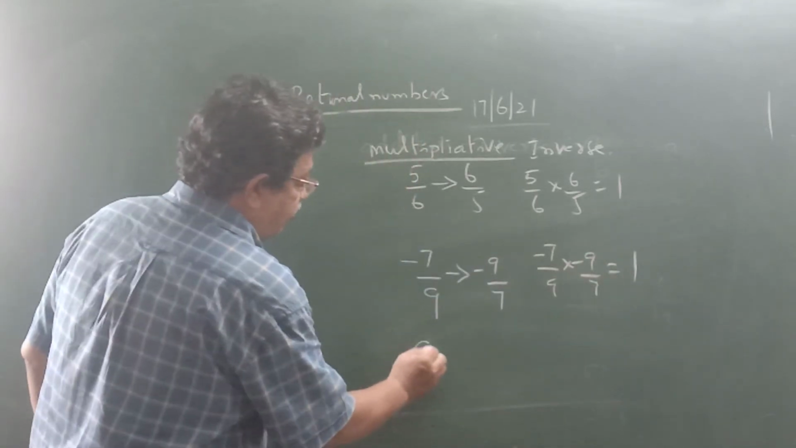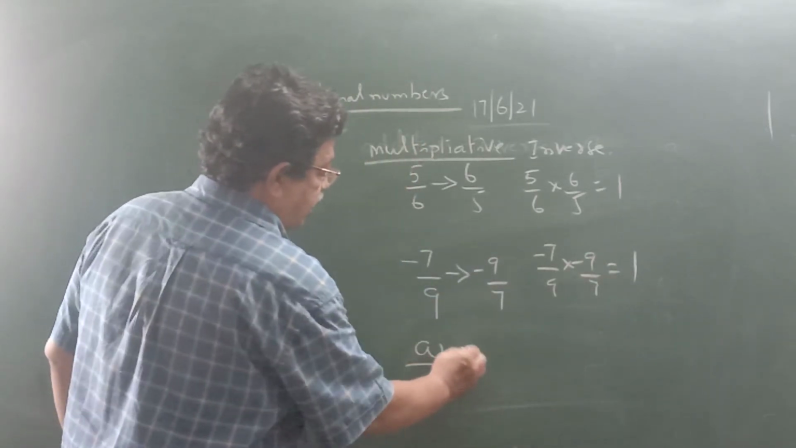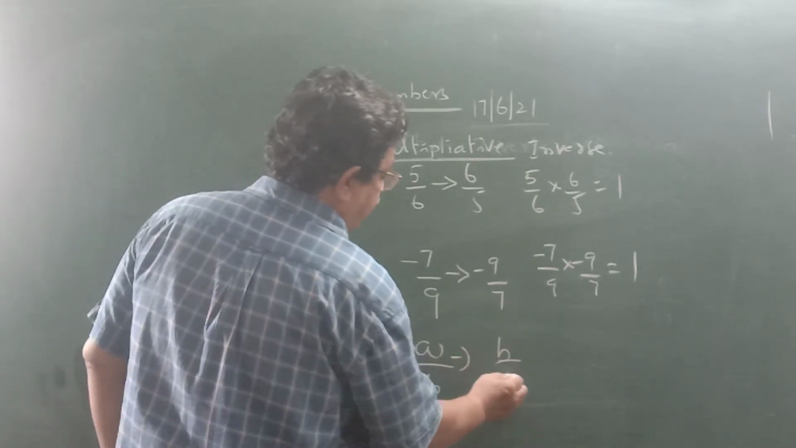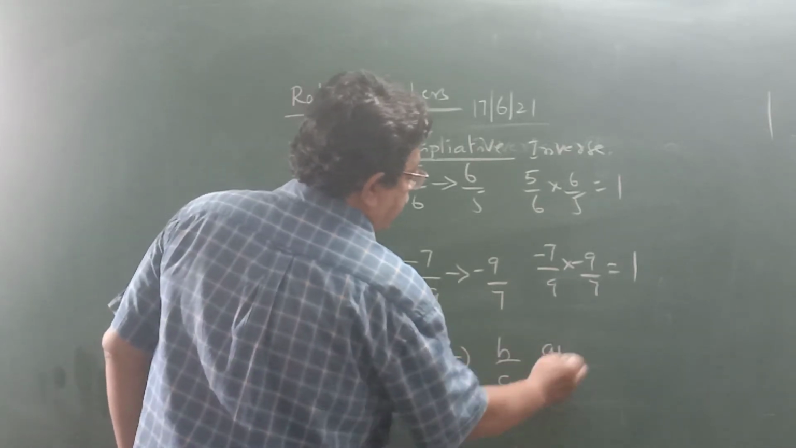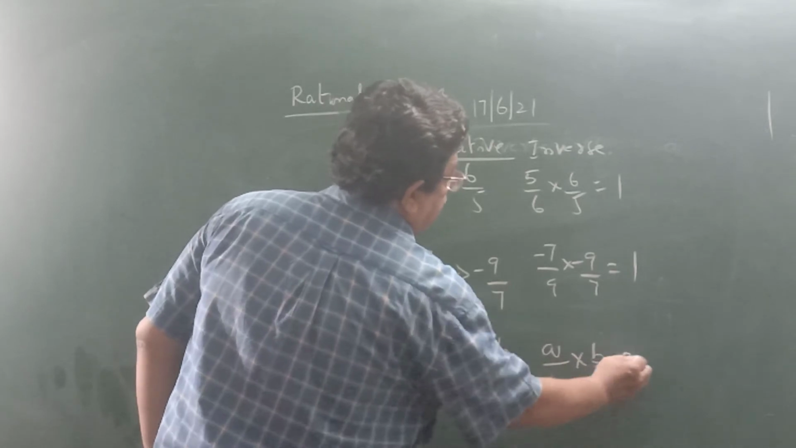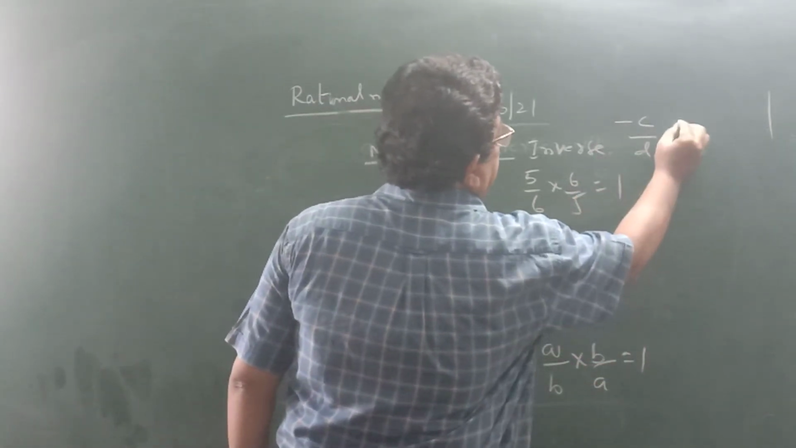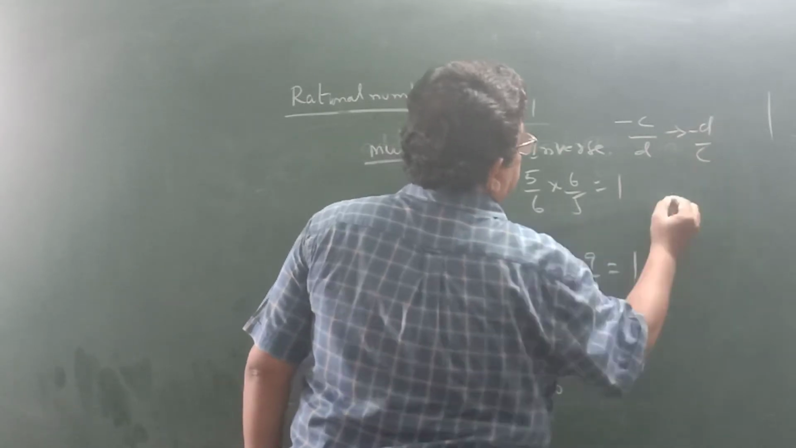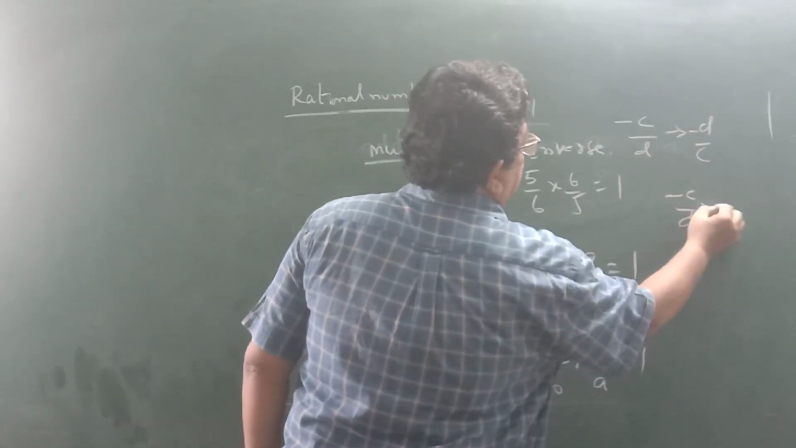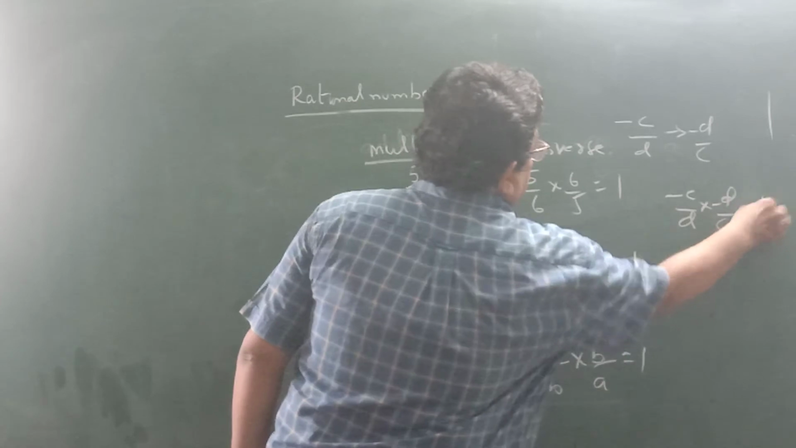In general, if you have a rational number a by b, its multiplicative inverse is b by a. The product of a by b into b by a is equal to 1. Or if you have a rational number minus c by d, its multiplicative inverse is minus d by c. Minus c by d into minus d by c, the product is equal to 1.